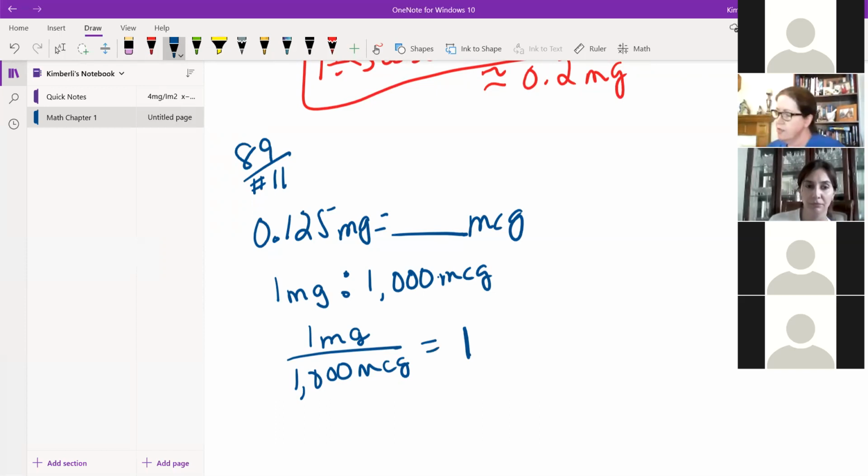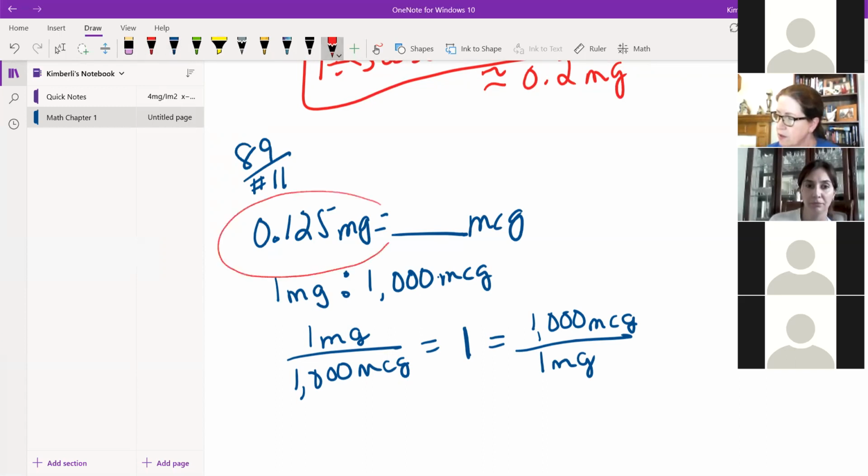So now I can take this and I can also put the 1,000 micrograms on top and the 1 milligram on the bottom. Yes? Okay, they're exactly the same thing. So now I can take this number up here and I can multiply it by this, can't I? We can, yeah. Yeah, and what I'm going to end up doing is converting these milligrams to micrograms.